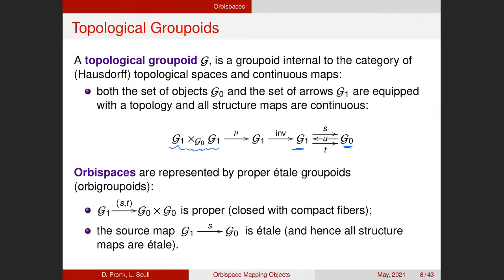And so for every point in the domain, there's a small open neighborhood so that the map restricts to a homeomorphism on that part. And we ask that the combined source-target map be closed with compact fibers. So those are the two properties, and I'm going to show you a couple of examples and then we'll get the idea there.